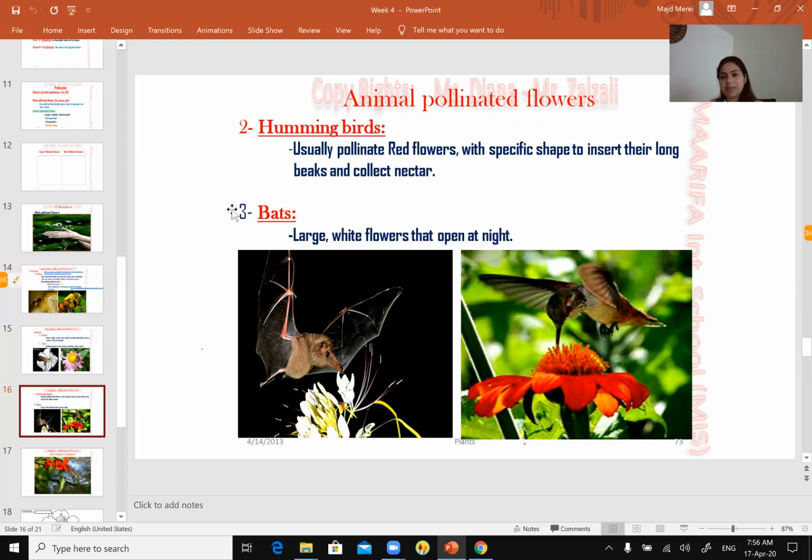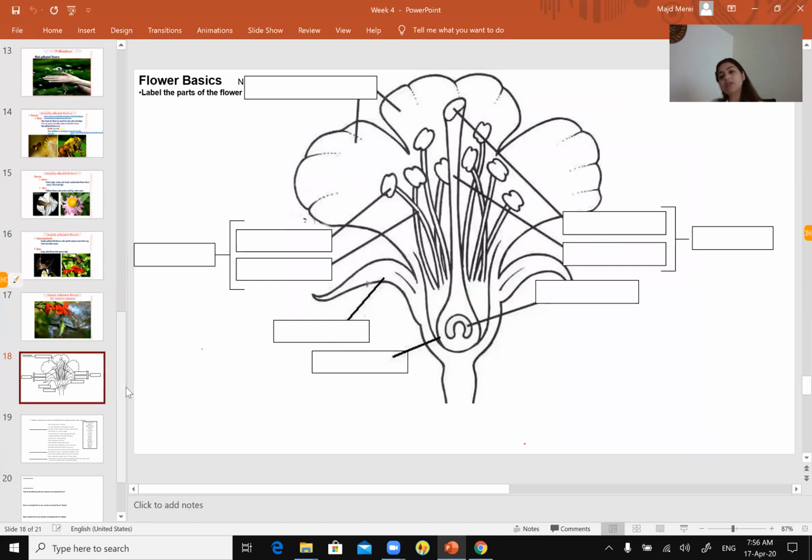What about bats? Like moths, they will look for flowers with what? With white color. White flowers that open at night. Okay? In this way, we finish the second part, which is pollination. Next week, inshallah, we'll discuss the second step, okay, which is involved in seeds formation in angiosperms, double fertilization.